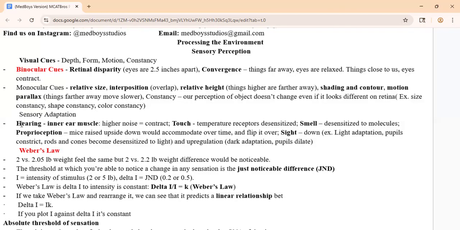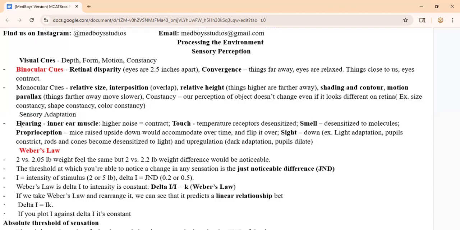When it comes to monocular cues, you have things like relative size, interposition, and relative height, where things that are higher are further away. You have shading and contouring. In some pictures you could have shading, or some objects could have contouring that makes them look different. Then there is motion parallax. Every time I see motion, I'm thinking about movement, so things further away seem to move slower. Consistency is basically how we see an object. So we have size consistency, shape consistency, and color consistency.